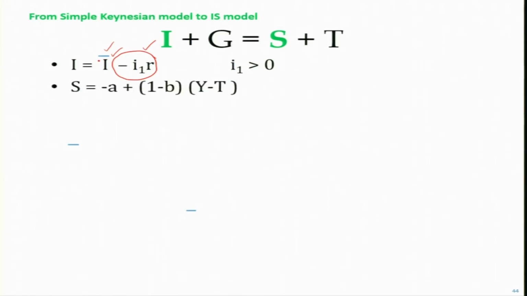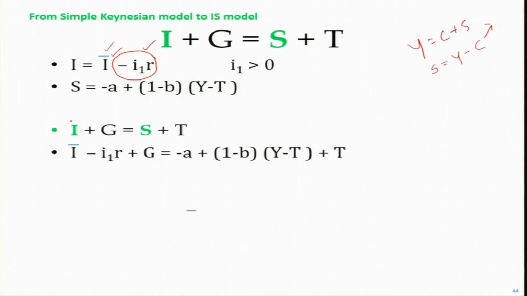So for saving, you know that y is equal to c plus s, so s is equal to y minus c. Taking the consumption function for c, you can rewrite it accordingly. Finally, for the equilibrium we said that I plus g should be equal to s plus t. Then rewriting I as the autonomous and interest rate induced component, plus g, we can rewrite it in this way.